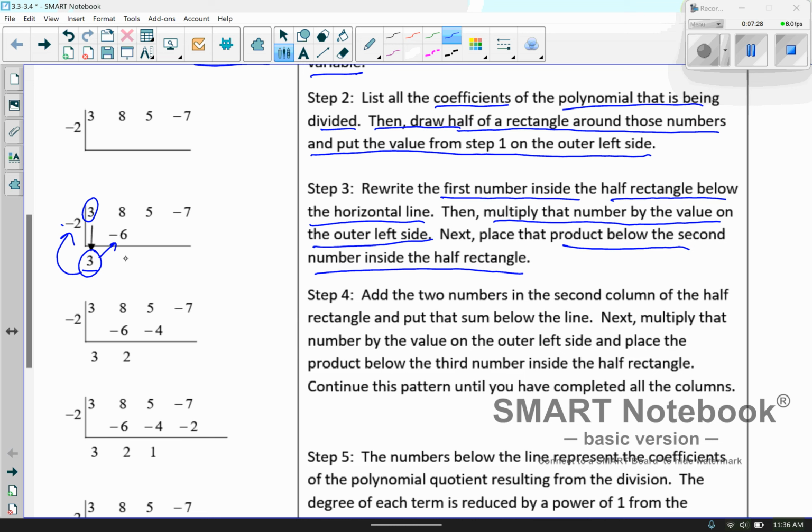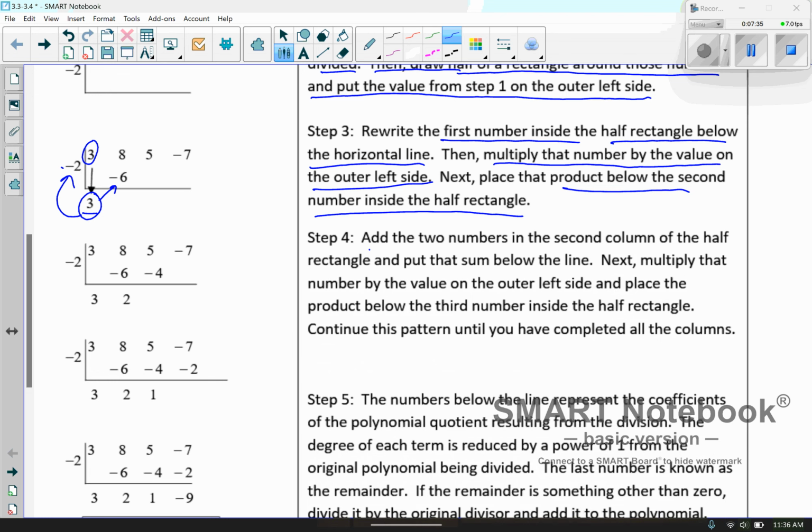Like I told you, this process is kind of weird, but it's not super difficult. So then what we're going to do now is add the two numbers in the second column of the half rectangle and put the sum below the line. So 8 plus -6 is 2. Then you're basically going to do the same thing: multiply that value by the value on the outer left side and place the product below the third number inside the rectangle. 2 times -2 is -4, and you put it in the third column.